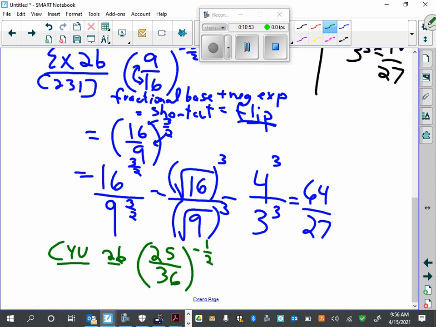Is that shortcut? Does it have a fractional base? Yep. Does it have a negative exponent? Yep. Will it always? No. Half the time it's going to have a positive exponent, and you don't flip it. If it has a negative exponent and a fractional base, you flip it.